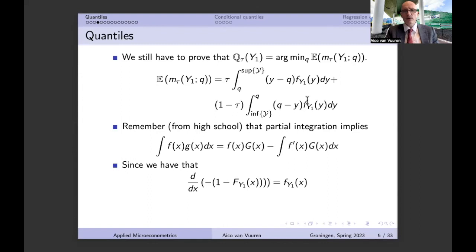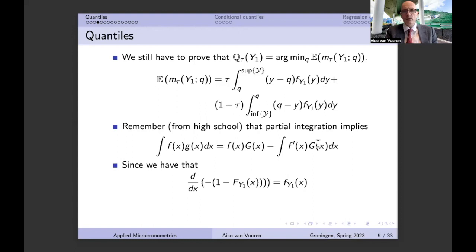Now the next trick that we're going to use is partial integration. We know from high school that at the moment that we have to calculate the primitive of the product of two functions, f(x) and g(x), then we can write that as the product of f(x) multiplied by the primitive of g(x), which is capital G(x), minus the primitive of the first order derivative of f multiplied by, again, this capital G(x).